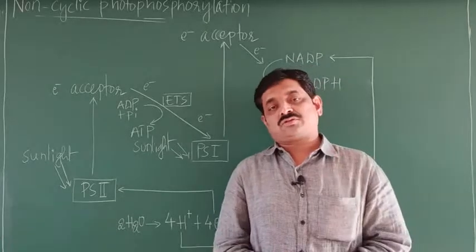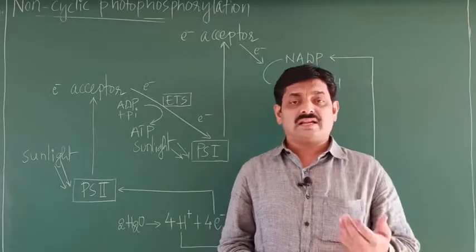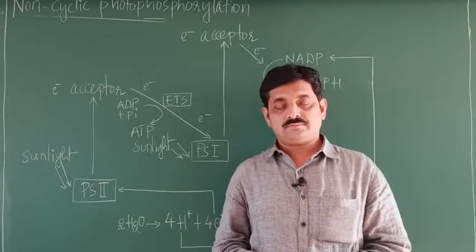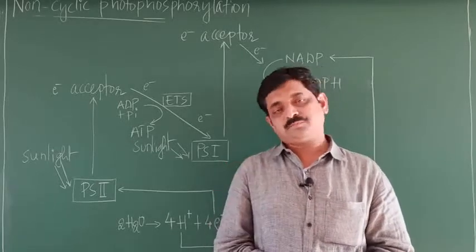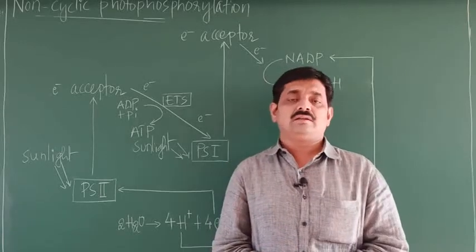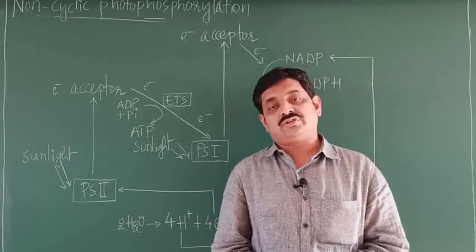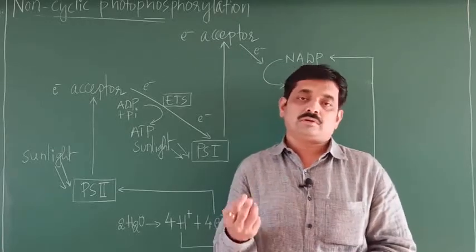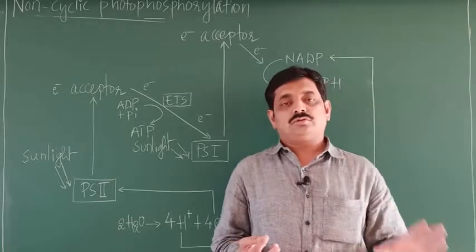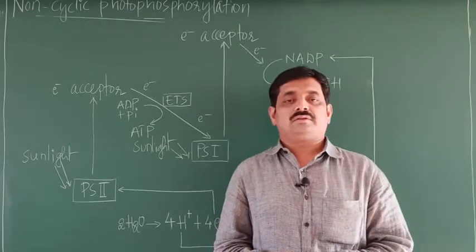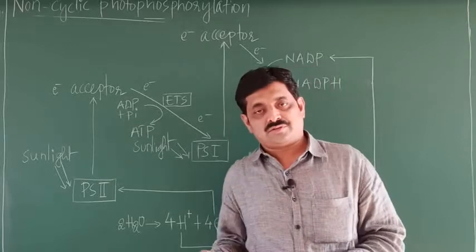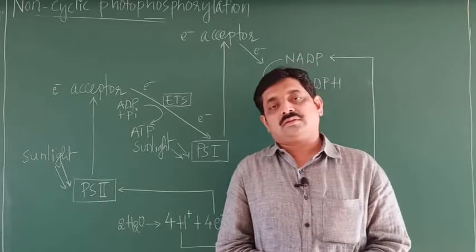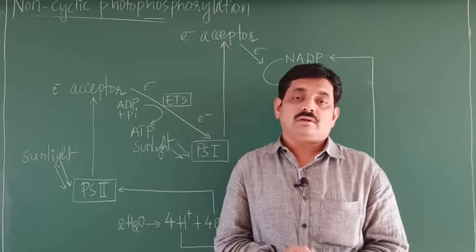Now where does this light reaction take place? Light reaction occurs in the grana of chloroplast. What are these grana? Grana are the stacks of thylakoids which are present in the stroma of chloroplast. So in the thylakoid, light reaction takes place. Light reaction was discovered by Robert Hill. That's why it is also called Hill reaction.